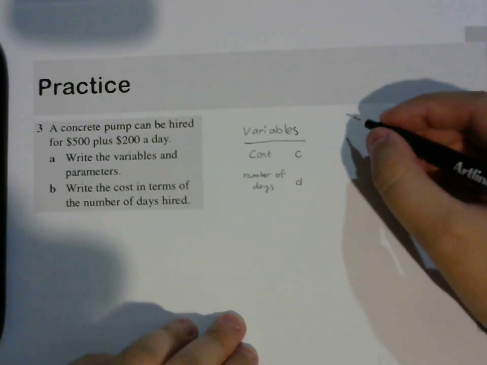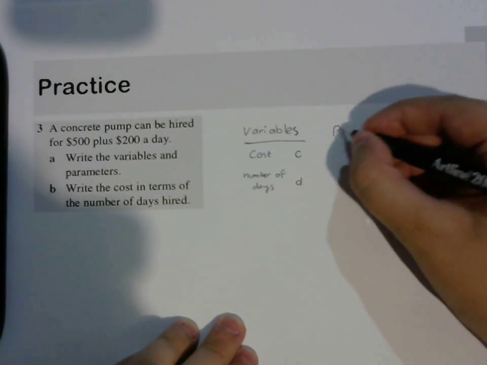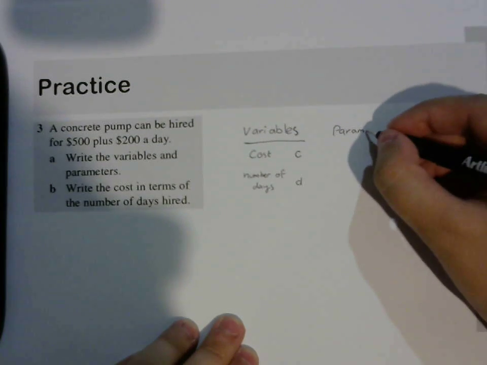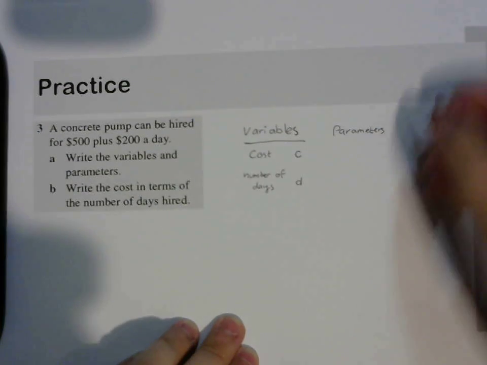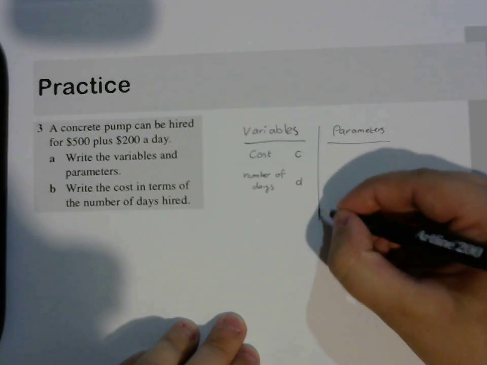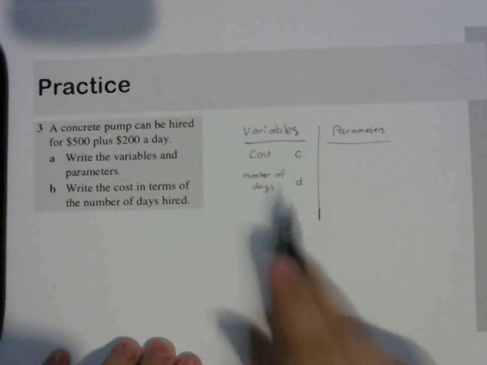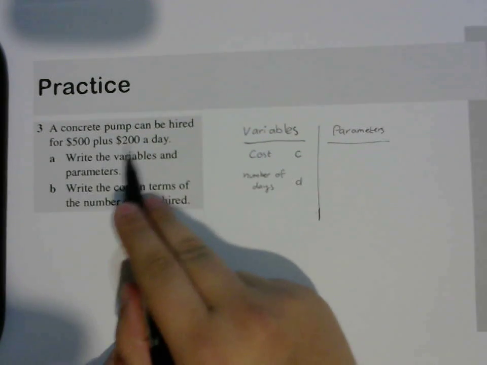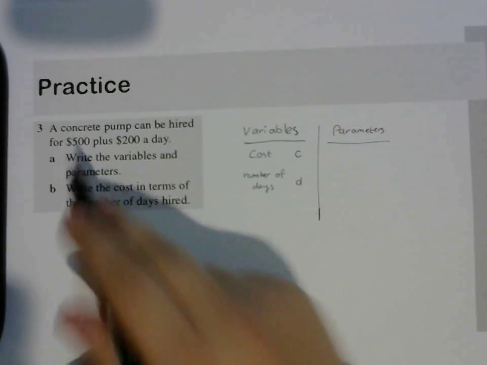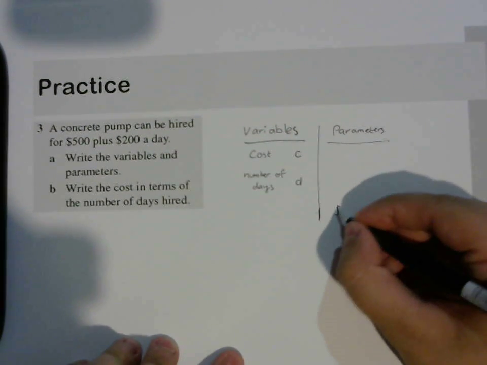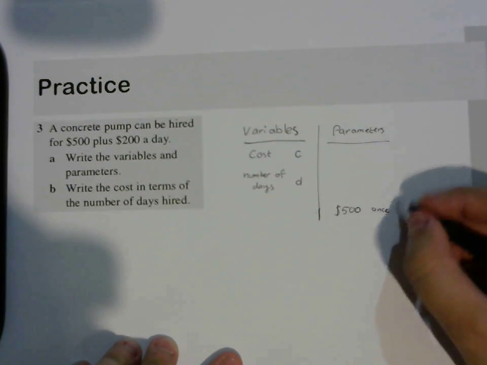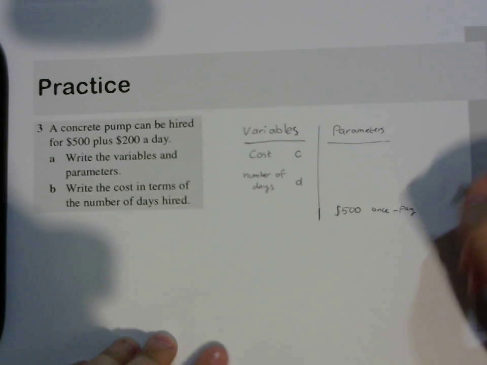Next, I want to list off my parameters. So they are the number values, the quantities, that do not change. Now I've got two number values in my problem. I've got 500 and I've got 200. So I'm just going to list both of them. I have my $500, and that's a once-off cost. You're always going to pay this $500.